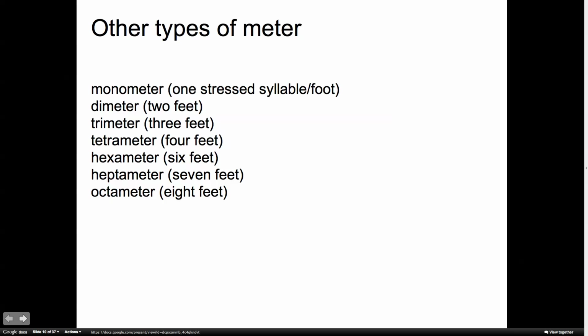Finally, there are other types of meter. We can determine them by, again, simply counting the stressed syllables, or feet, in each line of poetry. And what we get when we do that could be monometer, which would be 1, only 1 stressed syllable, dimeter, 2, trimeter, 3, tetrameter, 4, hexameter, 6, heptameter, 7, and octameter, 8 feet.